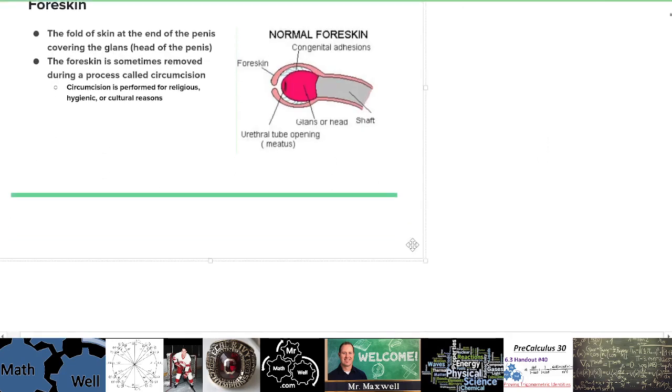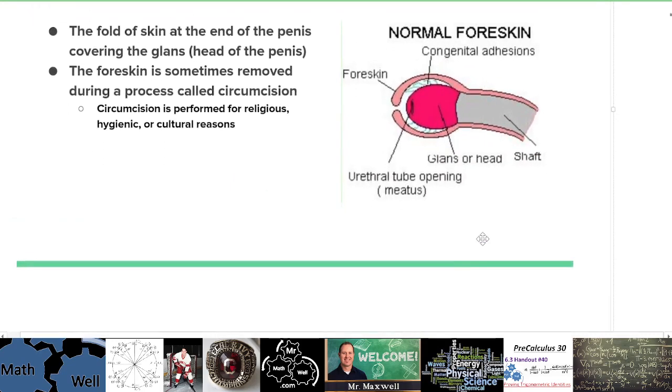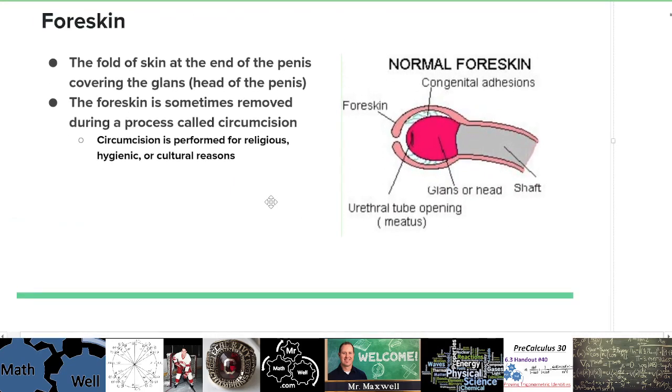Okay. All right. Let's talk about foreskin. The fold of skin at the end of the penis covering the glans. Now the glans wasn't on our diagram there, but the head of the penis, the end of the penis there, is called the glans. And there's a fold of skin that covers the head of the penis. Okay, it's called the foreskin.